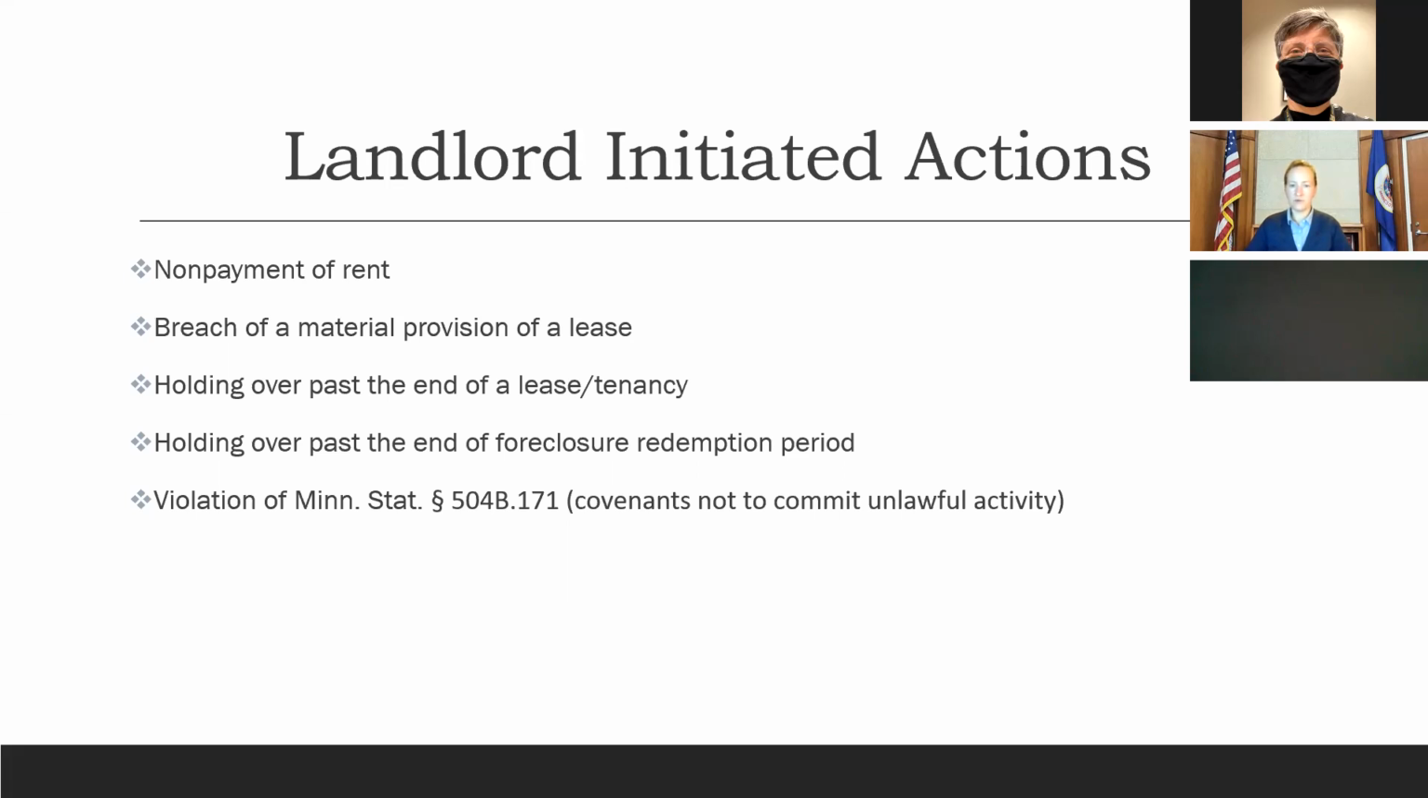And then one of the things that we saw most frequently during the eviction moratorium were violations of Minnesota Statute 504B.171. Those are the covenants not to commit unlawful activity. So that's going to include the use or possession of drugs, the illegal possession of a firearm. So it's not just the possession of a firearm, but it has to be the illegal possession of a firearm, prostitution occurring at the property, harboring stolen goods or property on the premises. And then if there's acts of harassment that are taking place, that also can be a basis under 504B.171. But we became very familiar with this particular provision of the law during the eviction moratorium because it was one of what seemed to be the most convenient and easiest for landlords to proceed under.